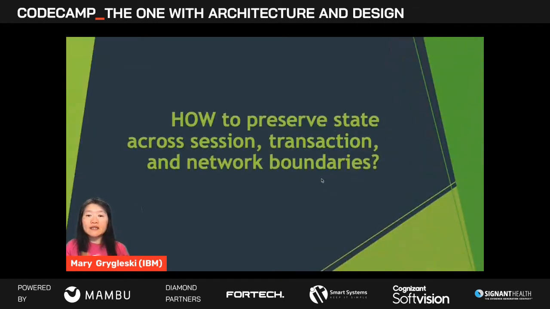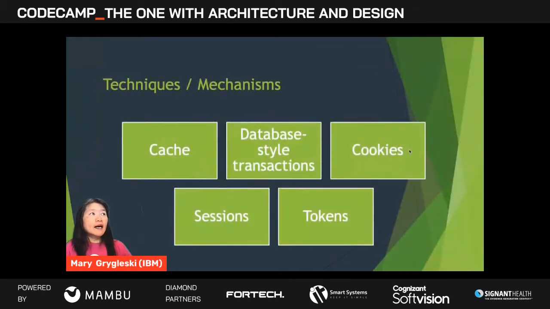So now, the question is, how do we preserve state across session, transaction, and network boundaries, if cloud native is meant to be stateless? Let's revisit a little bit. First, look at techniques and mechanisms. We can rely on caching, right? If you have data that travels, you can have different mechanisms of caching, and that's actually not new. Even in the pre-cloud days, we had caching mechanisms. For example, in real life, we're using Couchbase or CouchDB, or MongoDB, Redis, right?